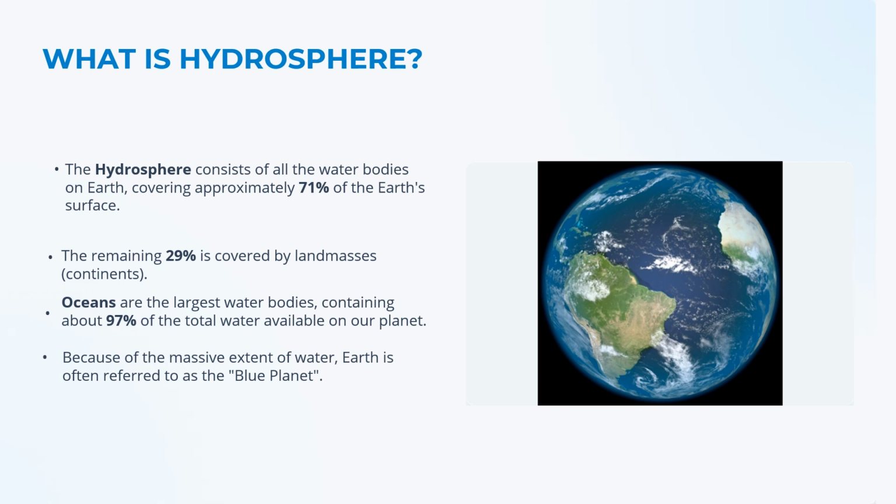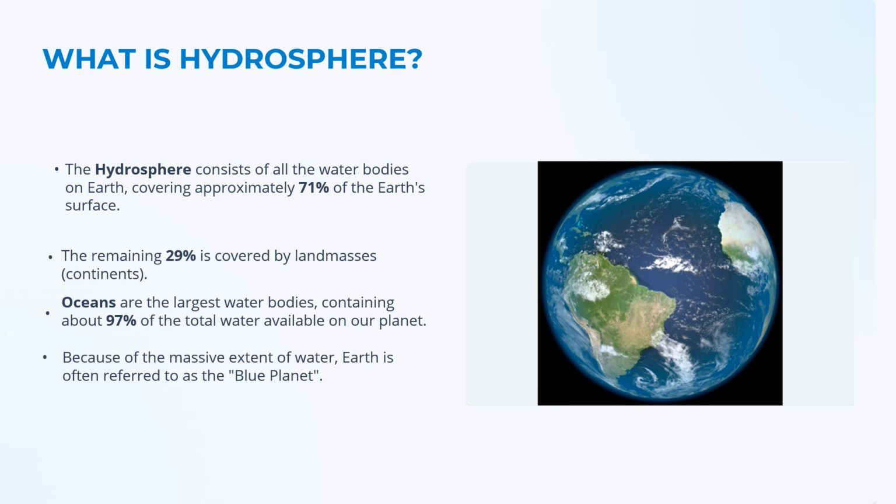The hydrosphere consists of all water bodies on Earth, covering about 71% of Earth's surface. The remaining 29% is covered by land masses or continents that we have already learned. The oceans are the largest water bodies, containing 97% of the total water available on our planet. So the major proportion of water available on the planet is oceanic water, right? That is the saline water.